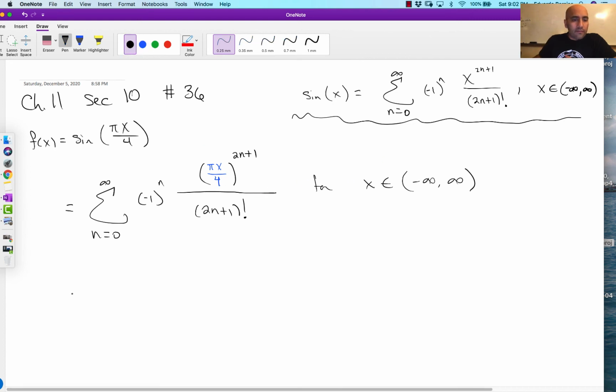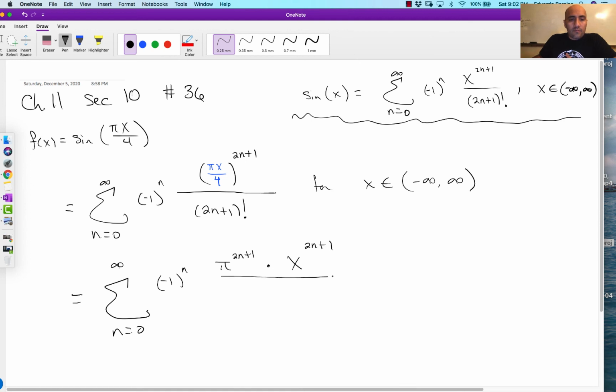So we simplify it and say that this is going to be the sum as n goes from 0 to infinity of (-1)^n, and I'm going to separate this into pi to the power of 2n plus 1 times x to the power of 2n plus 1, and then divided by 4 to the power of 2n plus 1 times (2n plus 1) factorial.